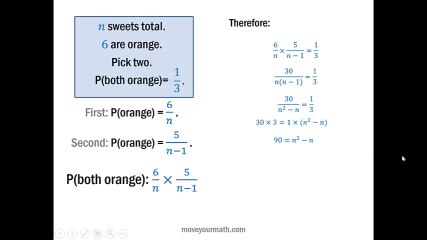To finish this off, remember my target was that n squared minus n minus 90 equals 0. I'm just going to move this 90 over to this side by making it a minus. If I subtract 90 from both sides of this equation, I take the 90, I move it over here, and I make it a minus to get this. 0 equals n squared minus n minus 90. Or in other words, n squared minus n minus 90 does equal 0 as required.